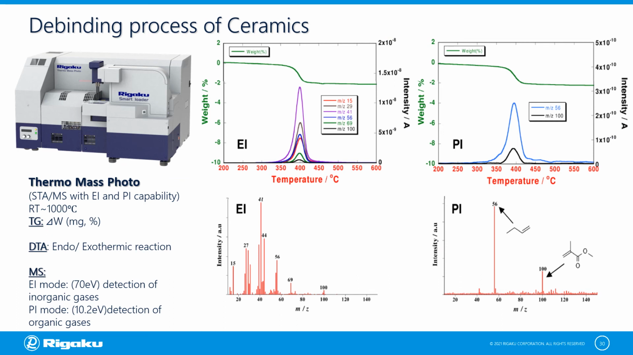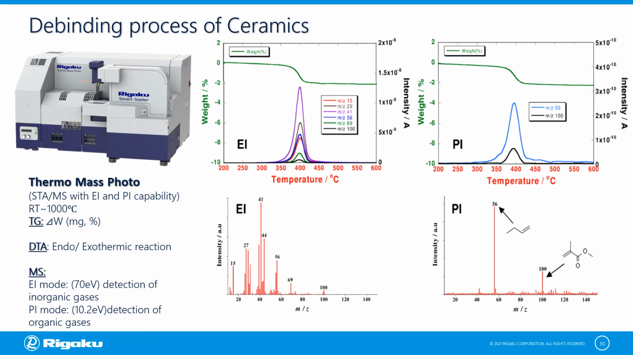The debinding process of a commercially supplied alumina ceramic sheet was measured in inert atmosphere by electron ionization or EI mode and photoionization or PI mode. EI mode is used for the detection of organic gases, inorganic gases, and their fragmentation ions. PI mode is used for the detection of molecular ions derived from organic gases that have an ionization potential of less than 10.2 electron volts.